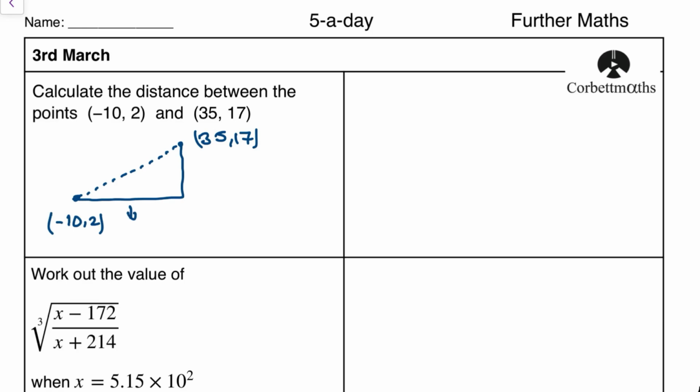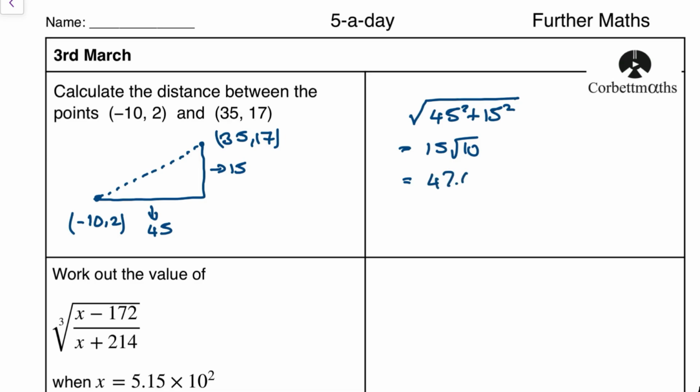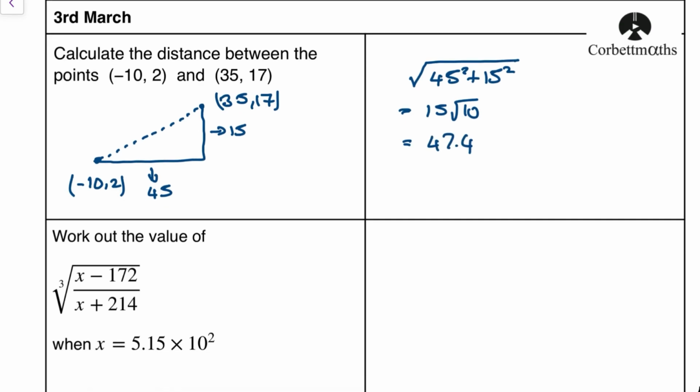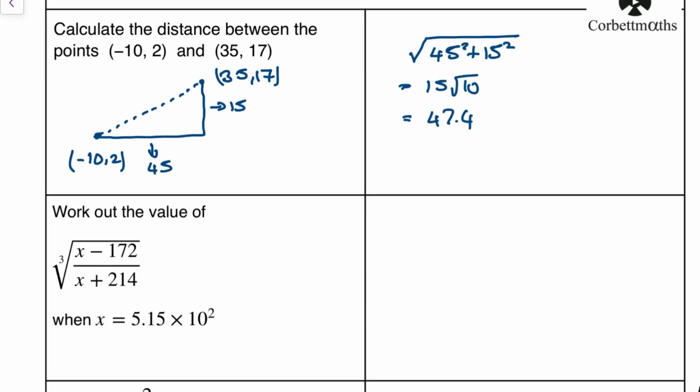So I know this length here is 45 because that's the difference between minus 10 and 35. And I know this difference here is 15 because that's the difference between 2 and 17. So therefore the distance between the 2 points is going to be 45 squared plus 15 squared, which, calculator out, my calculator tells me is 15 root 10. Which is probably going to be fine, but let's actually give a value here. So that's 47.4 units, or whatever it might be measuring. First question done. Actually, let's write 1 dp, just so I'm explaining my accuracy.